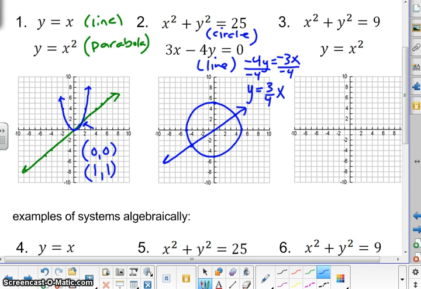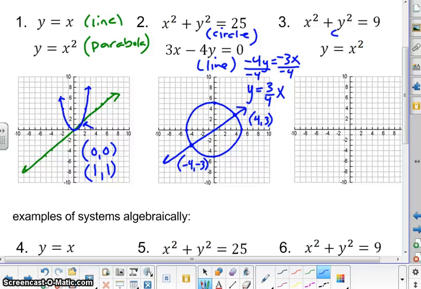So let's go ahead and label those. It would be at 4, 3. That's going to be our first intersection point. And then the other one's down here at negative 4, negative 3. Okay, and then if you ever want to check, you can take both of those, plug them into both of those equations, and see if it works for both. All right, so let's go ahead and go to the next one.